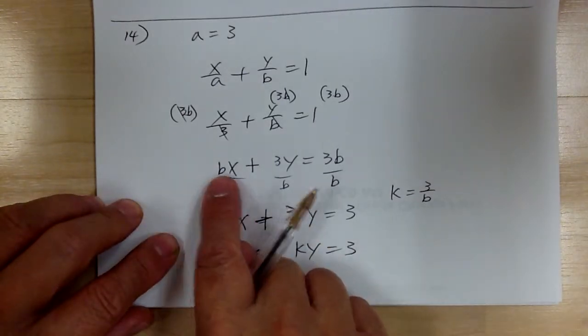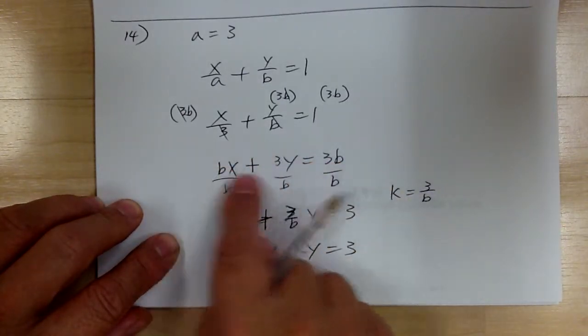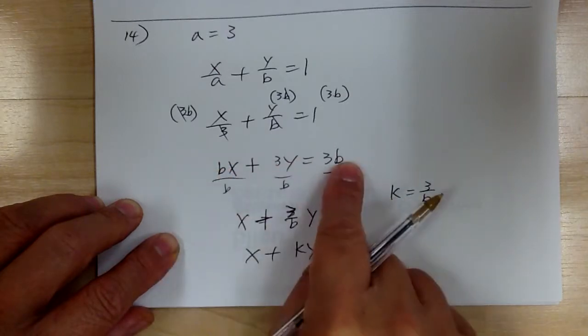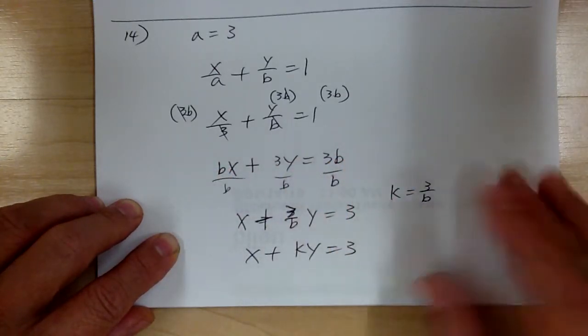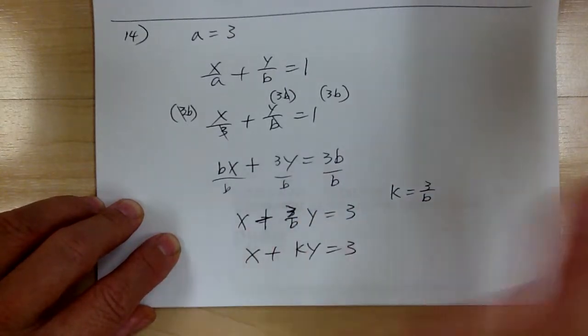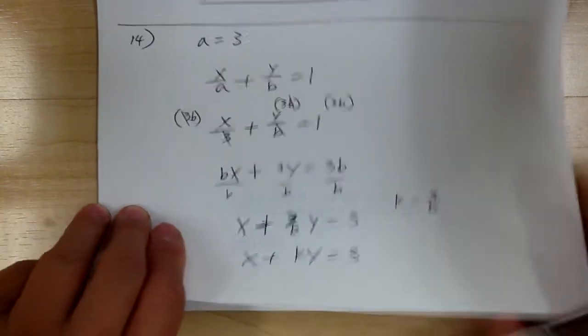Or if you have this far, that's fine, because this would be your standard form. Or you can subtract 3b to here, make it equal to 0 to get general form. So again, your answer may vary, depending on which form you're going to put it in. Okay, let's go to number 16.